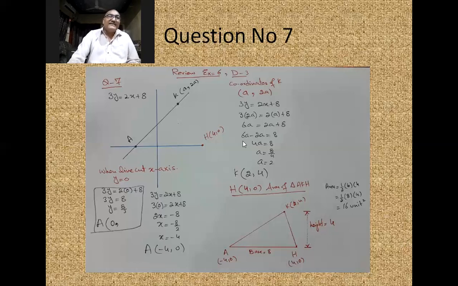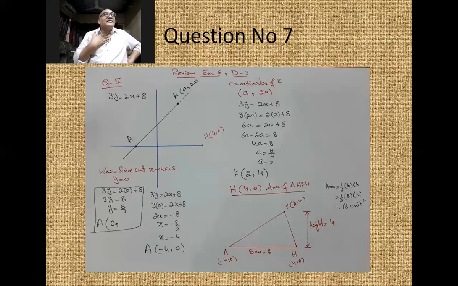Bring this 2a to this side. So you will have 6a minus 2a equals 8, and that will be 4a equals 8. And this 4 will go on the other side and divide, so a will be equal to 2. So the x coordinate of the point K is 2, and the y coordinate will be double of that, so that will be 4. So the coordinates of the point K are 2, 4.